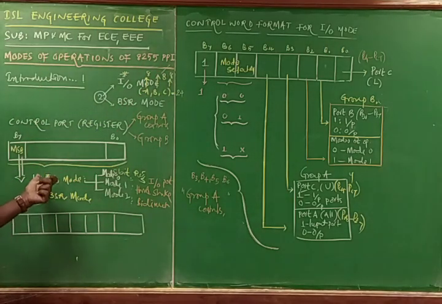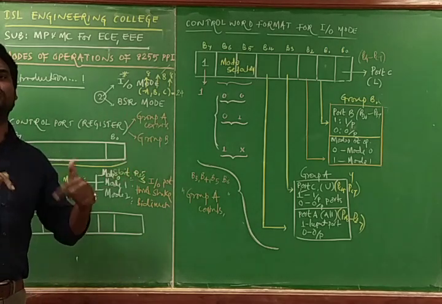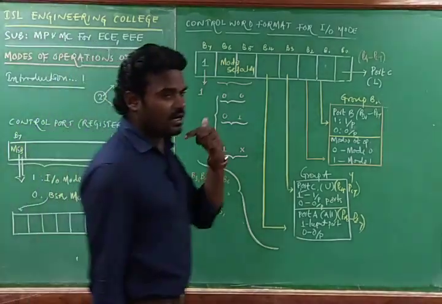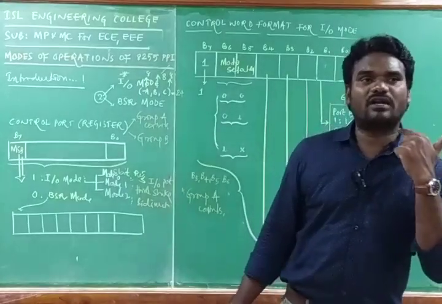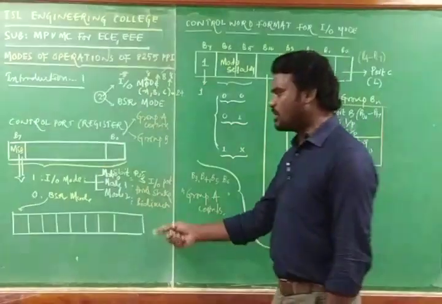Then we know that the 8255 can be programmed to operate in either IO mode of operation or the BSR mode of operation. In the BSR mode of operation, what is the control word format? I am going to explain. Control word format is nothing but how the control register is going to be programmed by the programmer when it wants to act in the IO mode or BSR mode of operation.